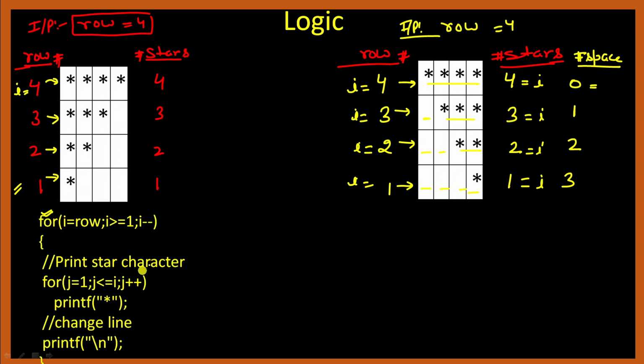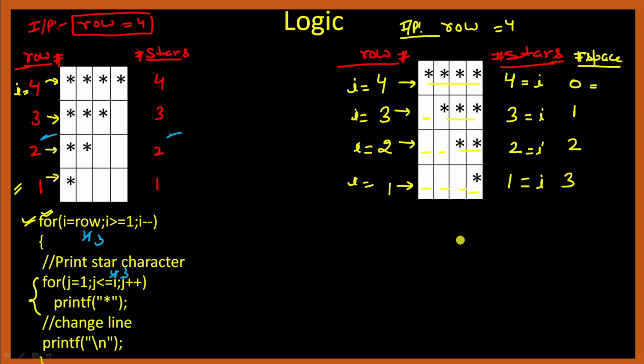So this was the logic, right? This was counting the rows: row 4, row 3, row 2, row 1, and for each row it was printing the number of stars. So if it is row 4, then it will run 4 times. If row is 3, then it will run 3 times, right? The same way I have to do here.